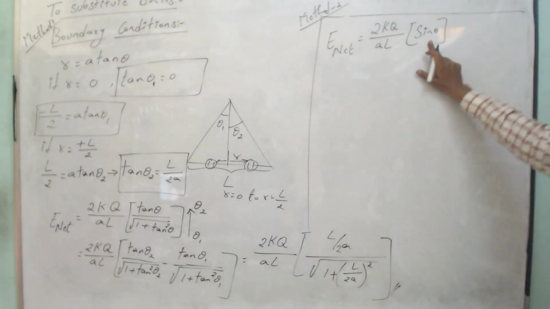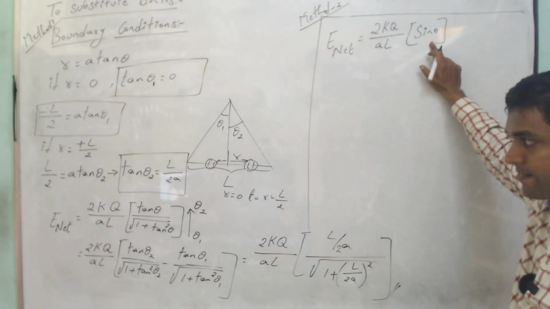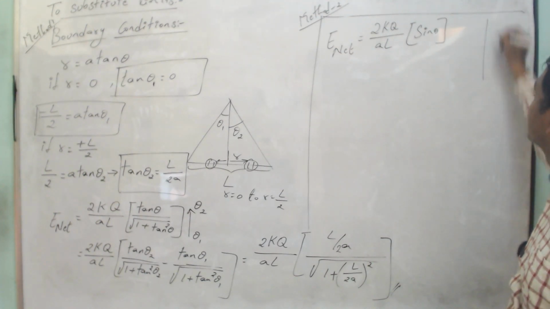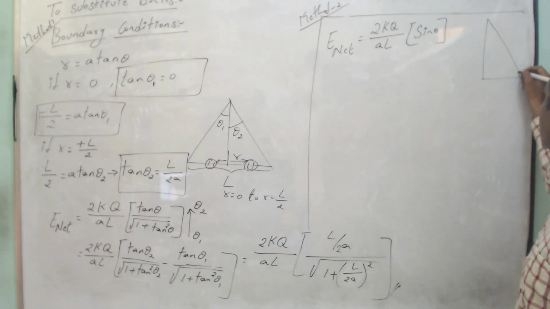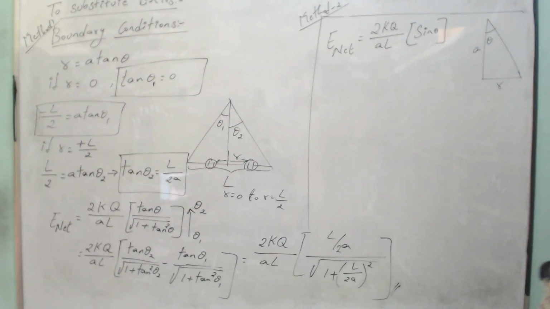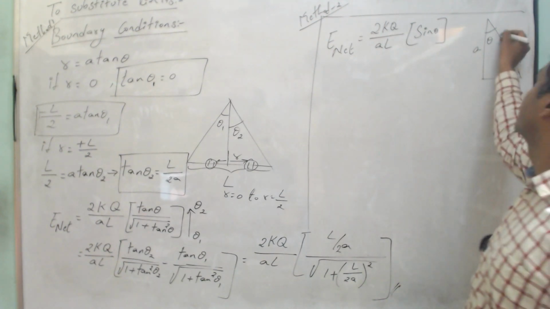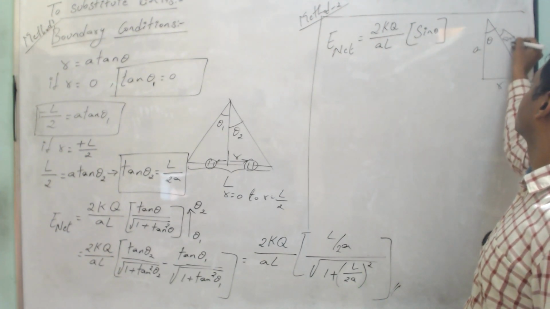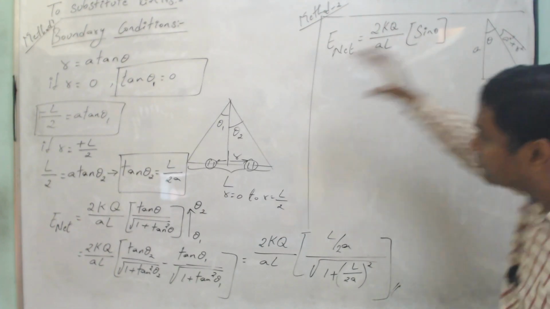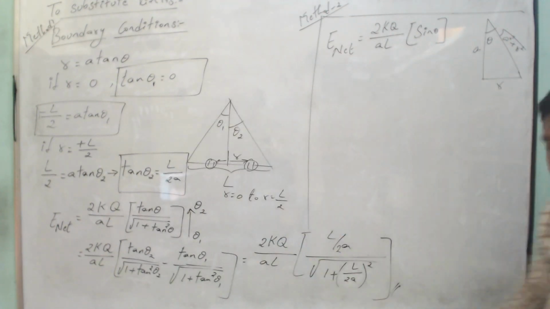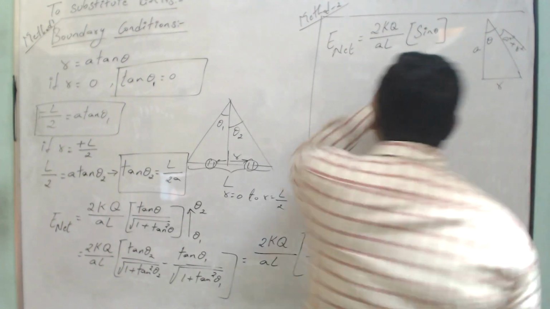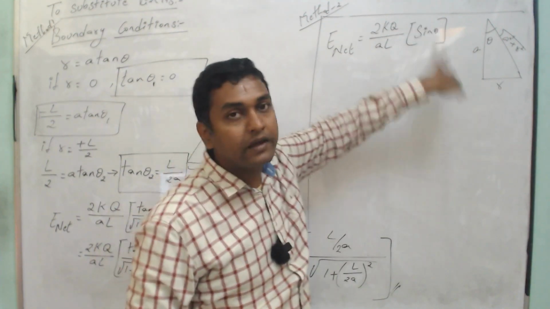I got the integration as sine theta. Now in my triangle, if I look at the previous triangle, this is R, this is A, and this is theta, right? And the hypotenuse is under root of A square plus R square, correct? So instead of going in terms of tan theta and following the substitution, here I will bring theta in terms of R.